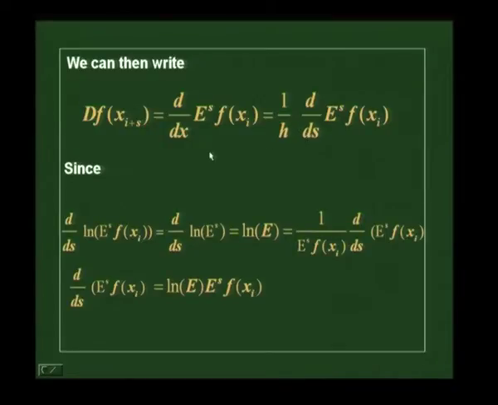Since s is (x − x_i)/h, d/dx I can write as d/ds into ds/dx, and s is (x − x_i)/h, so ds/dx is 1 over h. We just saw that. So now I can substitute all this into the formula to get a divided difference formula. So that's a difference formula for the derivative. Let's see how we'll do that.